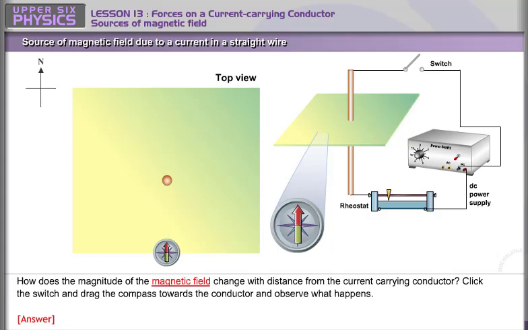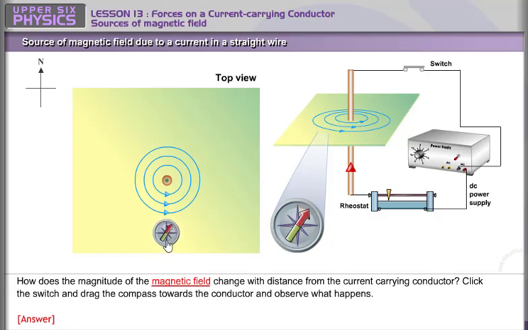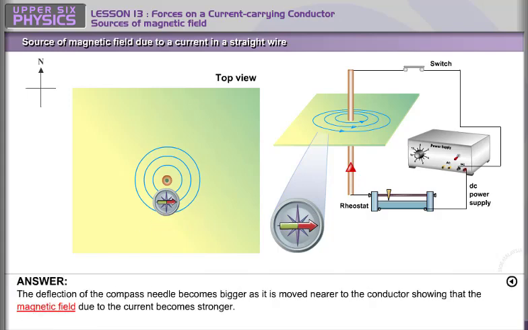How does the magnitude of the magnetic field change with distance from the current-carrying conductor? Click the switch and drag the compass towards the conductor and observe what happens. Answer. The deflection of the compass needle becomes bigger as it is moved nearer to the conductor, showing that the magnetic field due to the current becomes stronger.